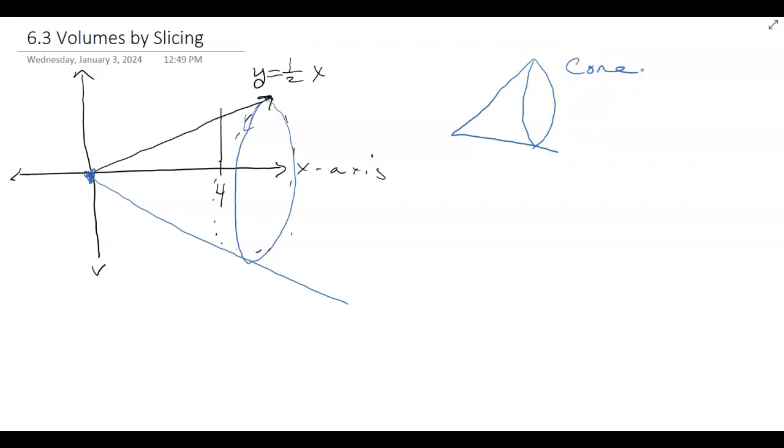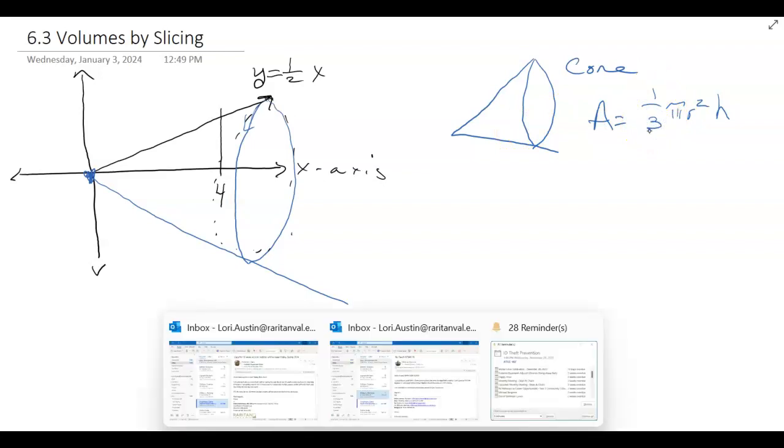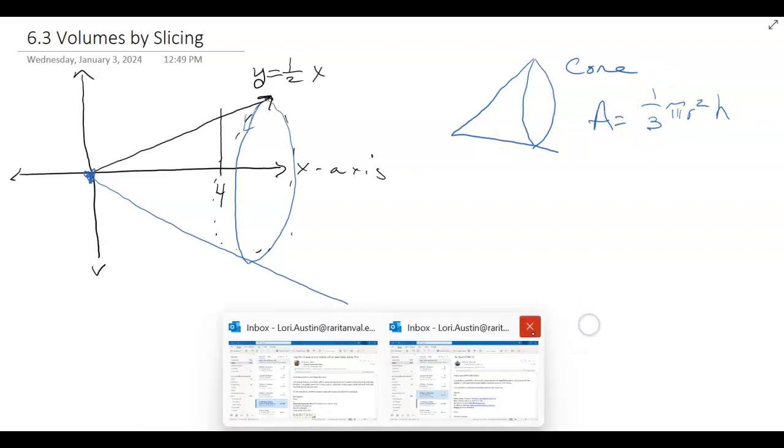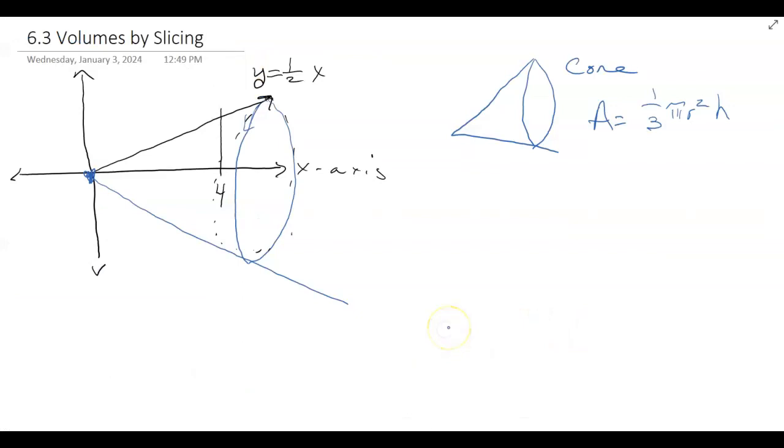I can get the volume of a cone by knowing the basic formula, right? You have your circle base, which is pi r squared, multiplied by the height, but because it's a cone and not a cylinder, we take 1/3 of that. So my cone has a volume of 1/3 pi r squared h. I can get all that information off my graph here.